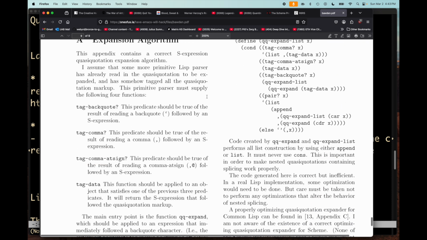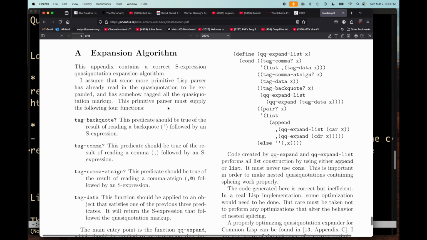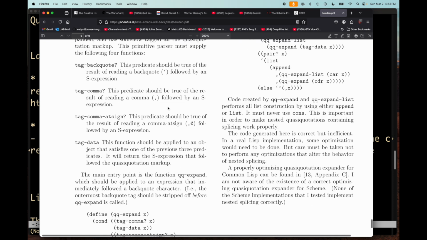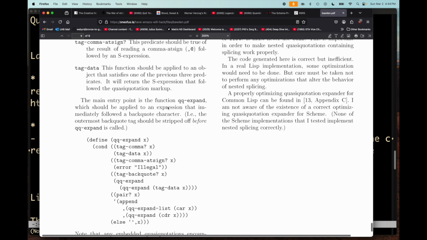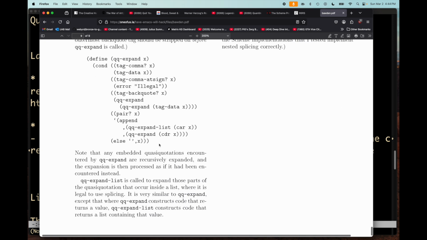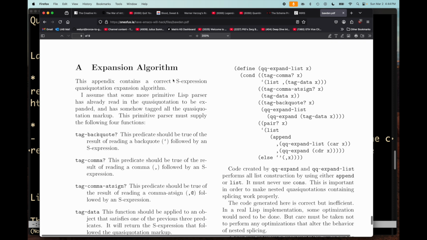Okay, but it includes an expansion algorithm for quasi-quotation. And so this is something that people have implemented, like how do you deal with quasi-quote? How do you expand quasi-quote? People will refer to this paper.